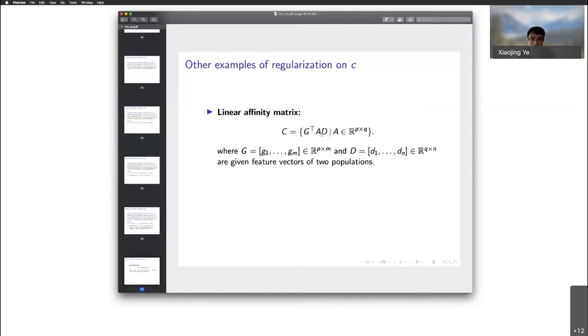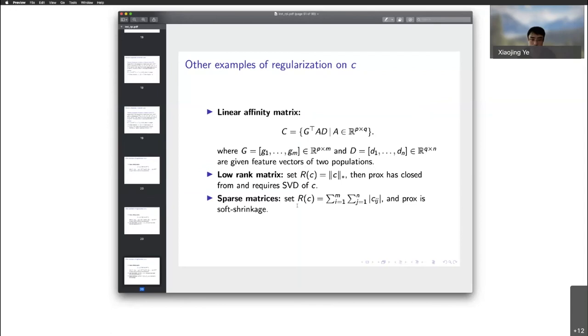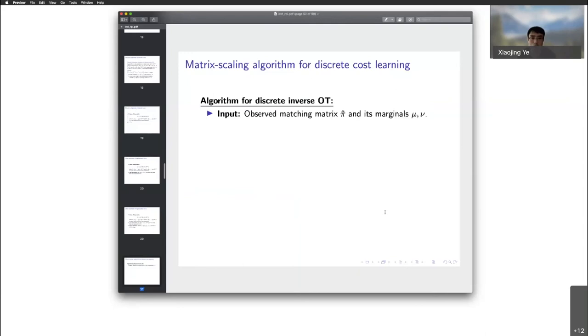And you can also consider that your cost is a sparse matrix, or it's a low rank matrix, and you can just add this Euclidean norm as a regularization. Or if you know the cost matrix is sparse, then you can just add this. Okay? So there are different choices. It's up to you. It's more problem specific. So we're not going to discuss that more here.